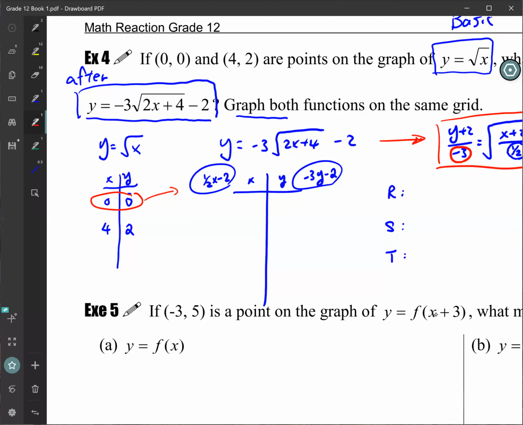So 0 plugged into the x will be 0 minus 2, so -2. And plugged into the other one will also give you -2. Now the 4 times half will be 2. 2 minus 2 will be 0. And then 2 plugged into the y: -6 minus 2, -8. So that will be our 2 points.